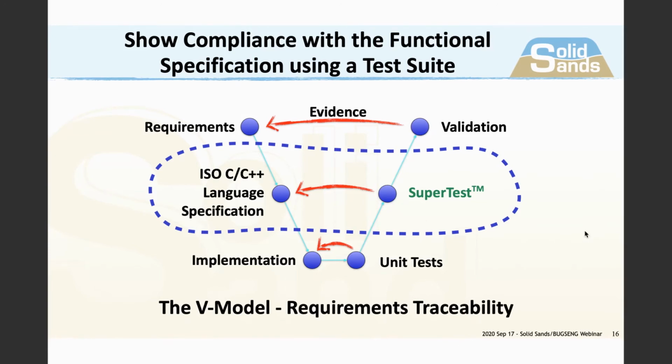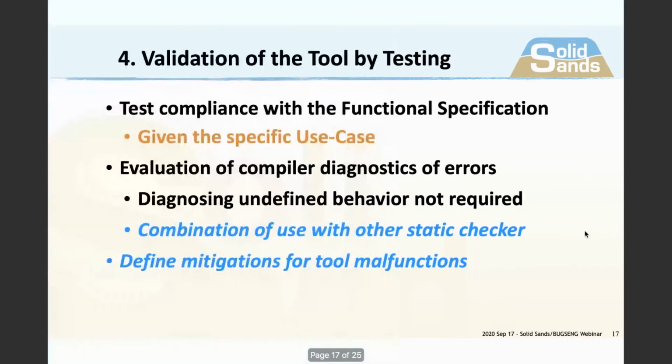We provide with Supertest also the link between the tests and the language specification. That's part of the requirement traceability that's built into the V model, which is often used in functional safety qualification procedures, not just ISO 26262, but others as well. Step 4 is then the validation of the tool itself by testing. We test for compliance with the functional specification for that specific use case that you're using. So if you're using a particular optimization flag, that is the one that we're testing.